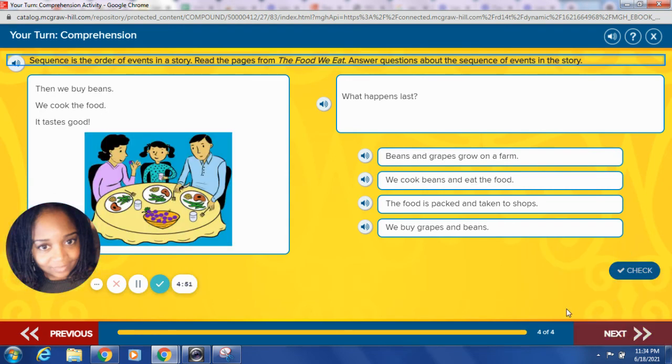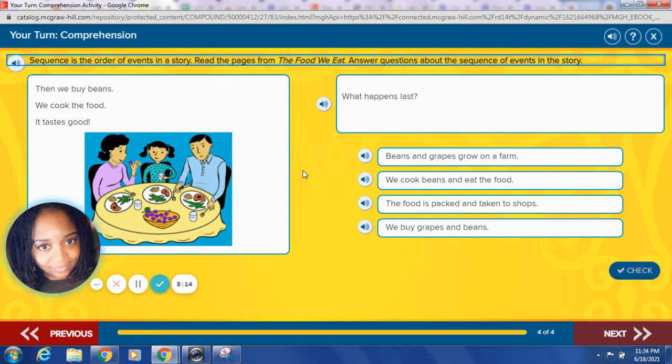I think it's our last question in our fun game here. Then we buy beans. We cook the food. It tastes good. What happened last? Read our choices. Beans and grapes grow on a farm. We cook beans and eat the food. Then we buy beans. We cook the food. It tastes good.